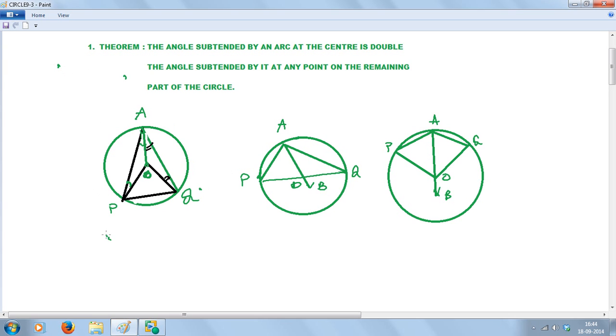now arc PQ subtends angle POQ. So now we'll take A as any point on the remaining part of the circle. In diagram 1, POQ is an acute angle. In diagram 2, POQ is the diameter. In the next case, POQ is an obtuse angle.